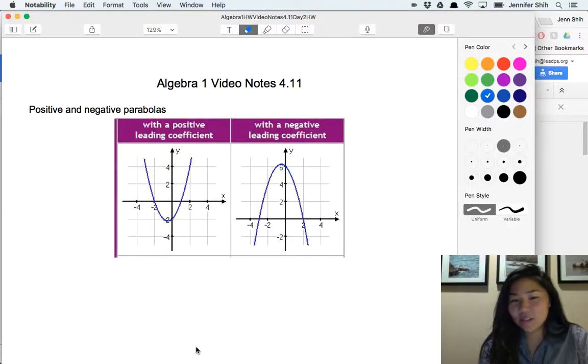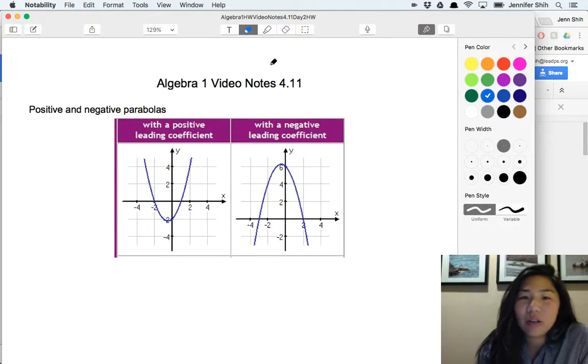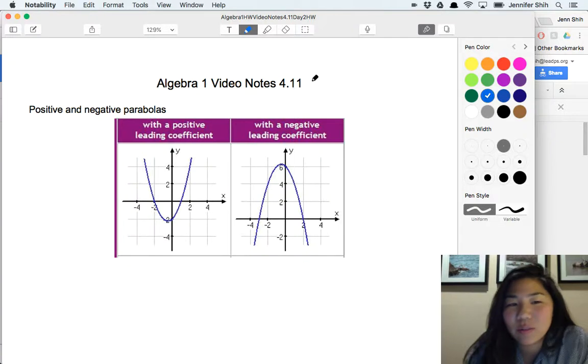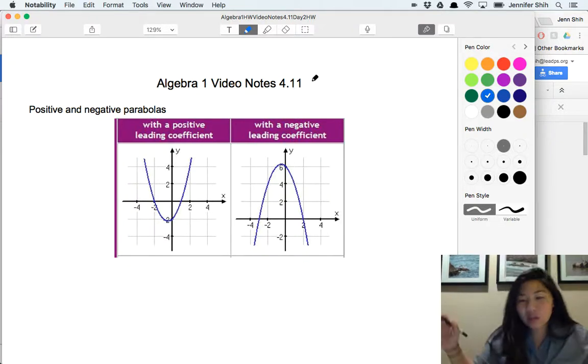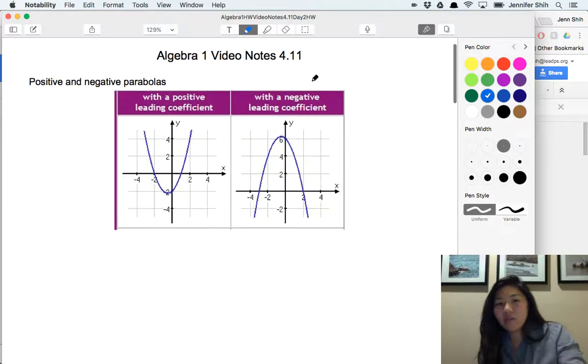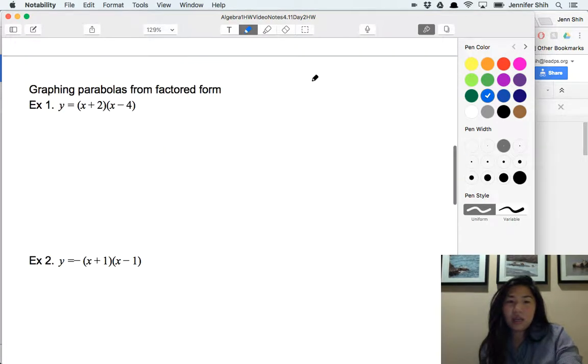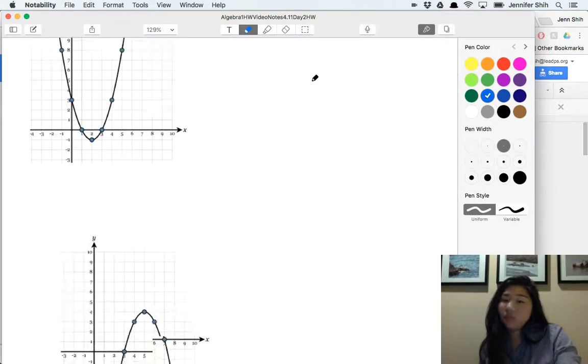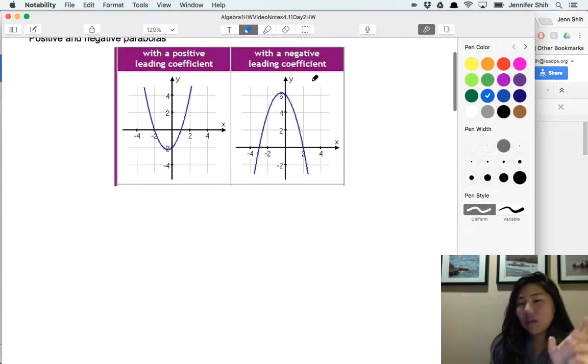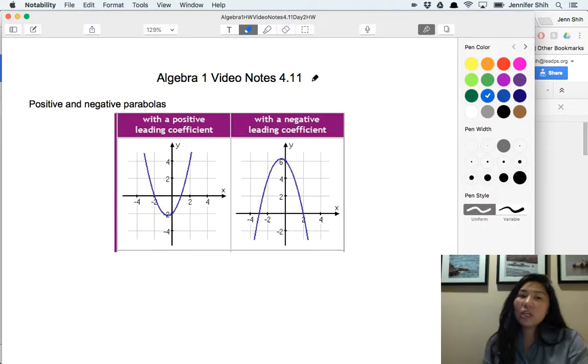This is for lesson 4.11. We are on unit 4, lesson 11. That's what that means. So go ahead and title your notebook. We're going to take some notes. I have to talk about this, and then I have 1, 2, 3, 4, 5 examples to get through. So I could probably make this pretty short.